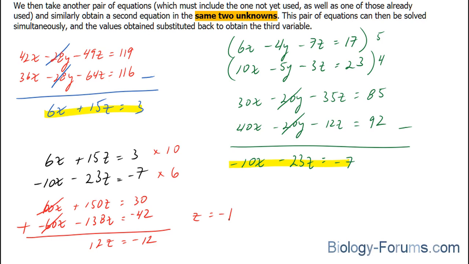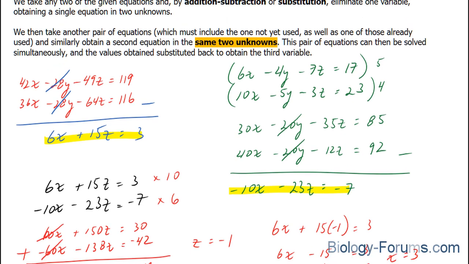We now can find our x value. And we can use either this formula or this formula. Either one will do. I'll use this one for the sake of simplicity. 6x plus 15 times negative 1 is equal to 3. That is equal to negative 15. We bring that 15 over and we get 18. And if we solve for x, we end up with 3. So far, our x coordinate is 3, our z coordinate is negative 1.